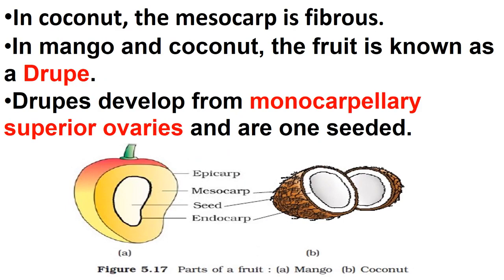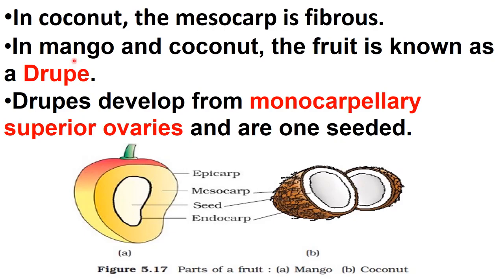In coconut, the mesocarp is fibrous, meaning made up of fibers. You see here in the diagram, this fibrous part of the coconut is the mesocarp. This is a part of the pericarp, that is the fruit wall. This fibrous part is mesocarp, and it is not edible in the coconut, but in the case of mango, the mesocarp is edible, right? So it varies from fruit to fruit which part of the fruit will be edible, right?